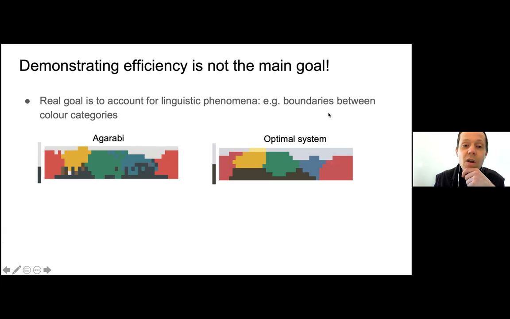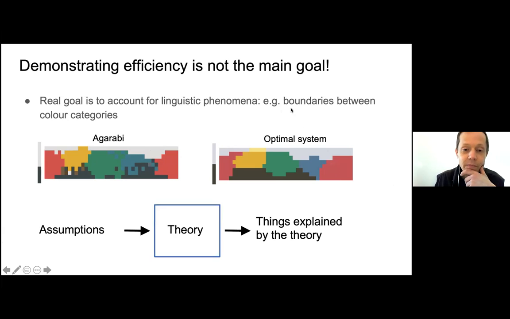And so if we go back to color naming for a minute, to me, the exciting result there is not that the languages cluster near the optimal frontier on the plot. It's that if you look at individual languages, it feels like the information theoretic account is giving you some account of where the boundaries between color categories lie in individual languages like Agarabi.